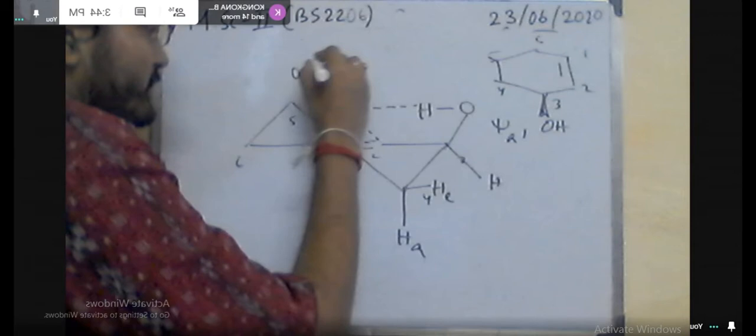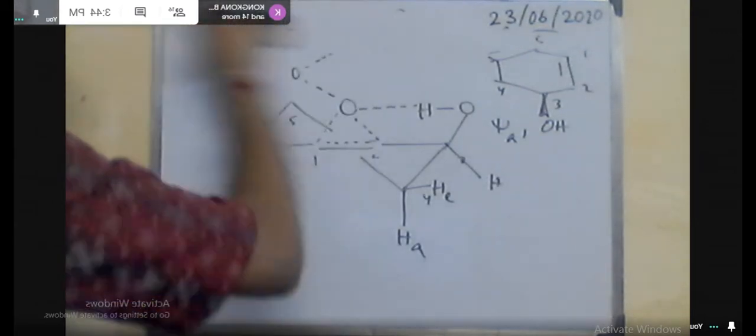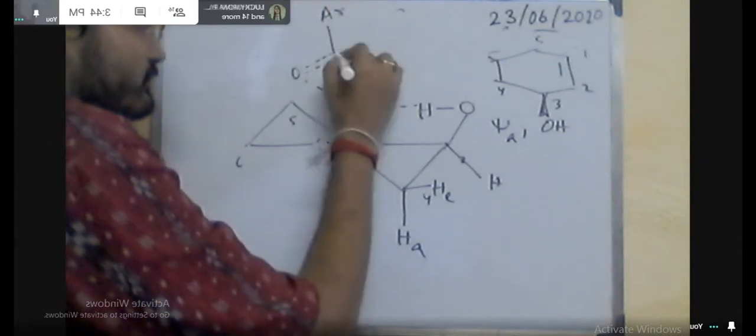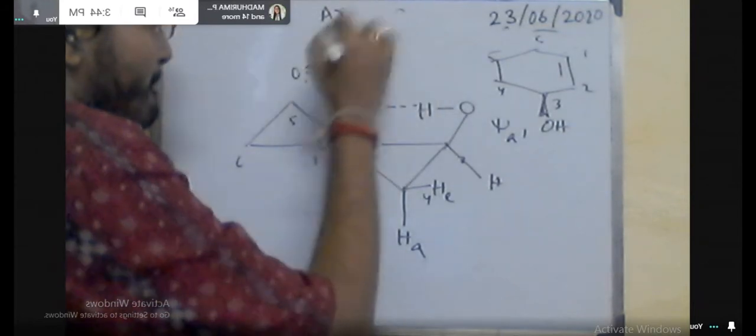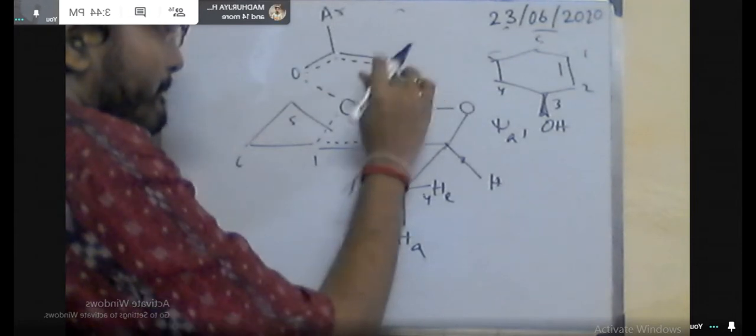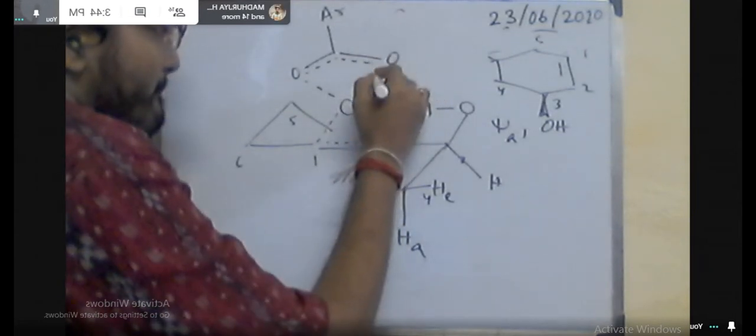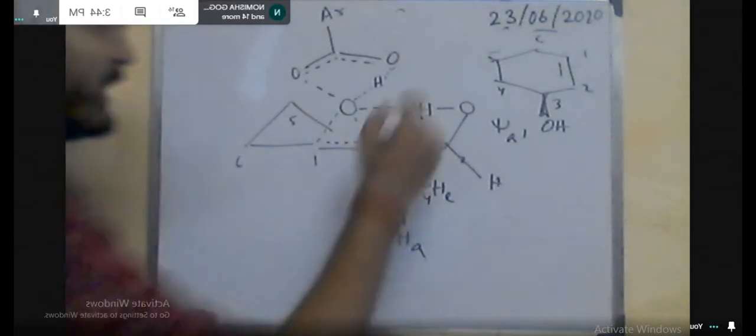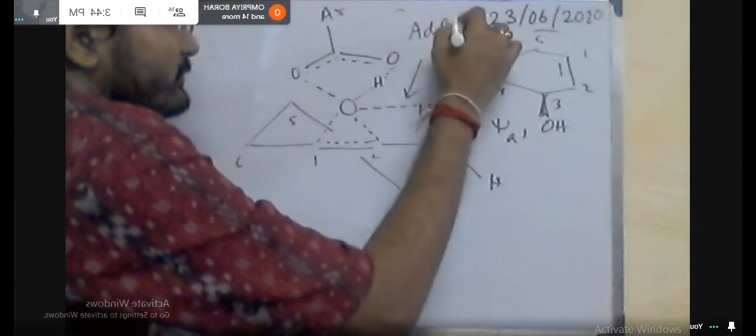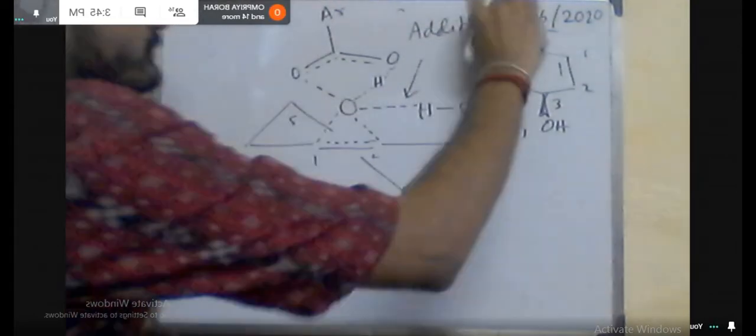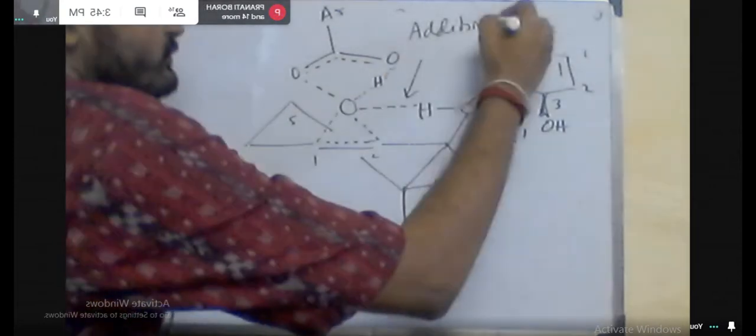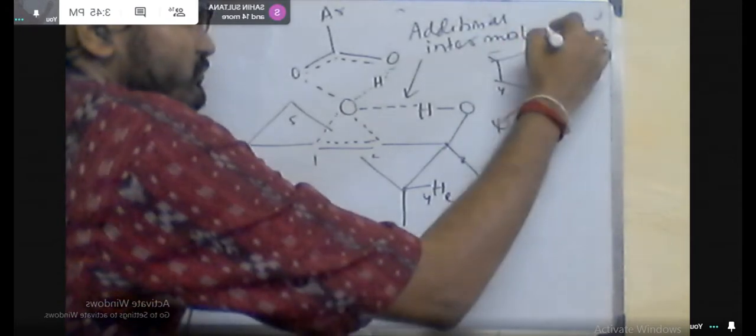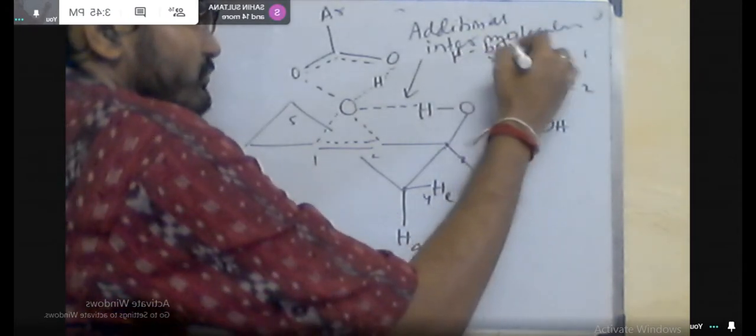So this is the scenario. Here you can see additional intermolecular hydrogen bonding present. So that will facilitate the MCPBA to attack exclusively from the top side. That means if the OH resides at the top side, the MCPBA will attack from the top side. If it is in the bottom, the MCPBA will attack from the bottom side.